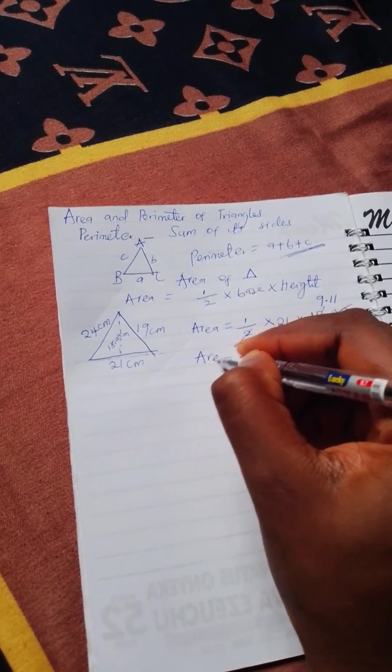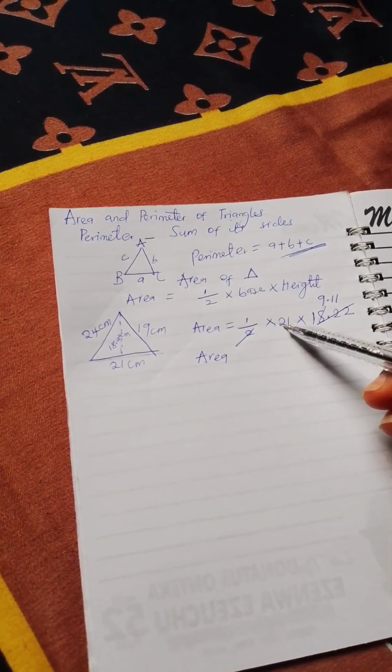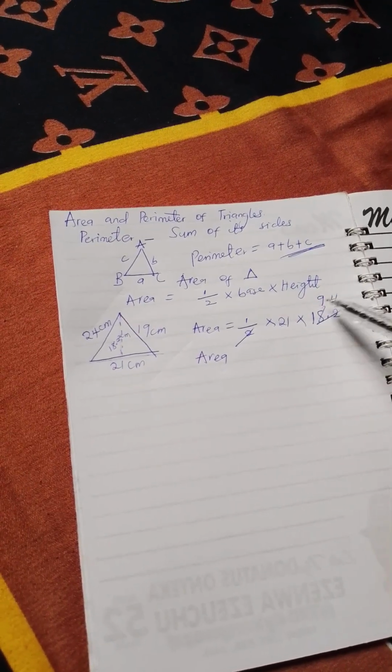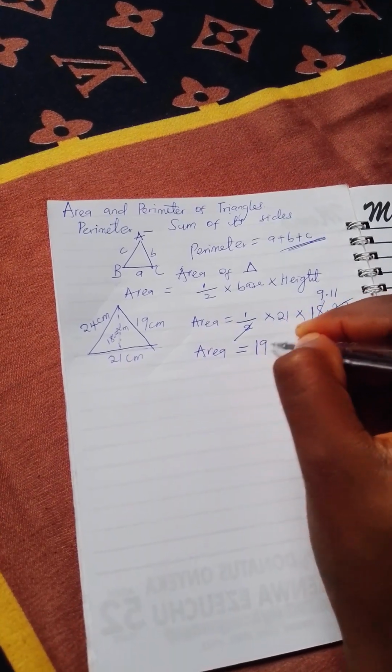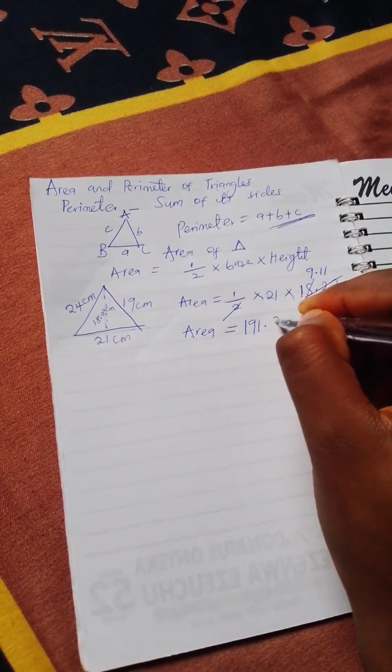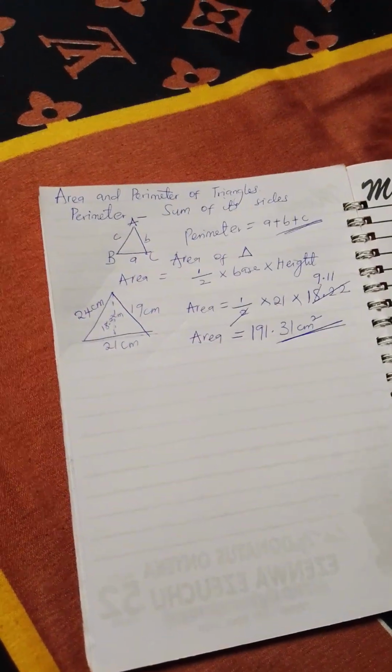So now after dividing, the next step is to multiply out everything. So I'll be having that the area is equal to 1 times 21 is 21, and then 21 multiplied by 9.11, we should be having 191.31 centimeters squared. And that is it.